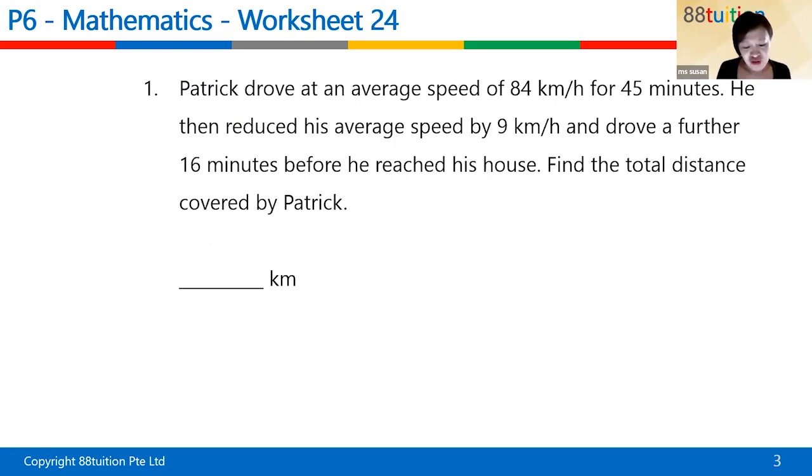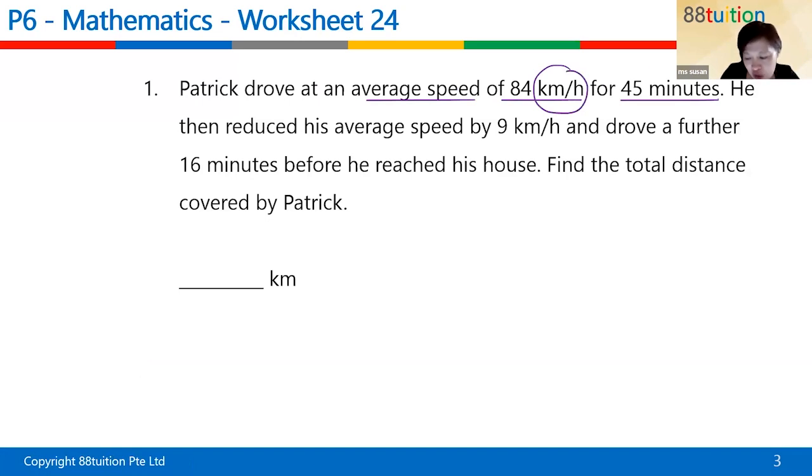All right, let's start. Patrick drove an average speed of 84 kilometers per hour for 45 minutes. He reduced the speed. He drove another 16 minutes and find the total distance. Now, first thing first, when you read all this, it is a whole chunk, right? Then you will say so many information. Please, we are going to do what? Fragment it. Fragment in parts so that you can draw the distance line. And we always draw distance line. We don't draw timeline. Please bear that in mind.